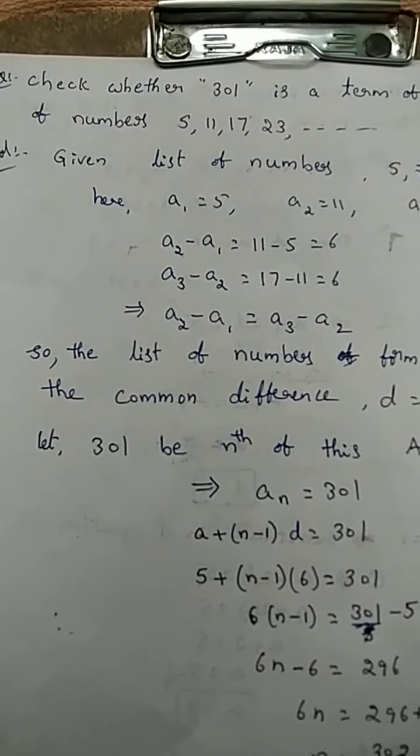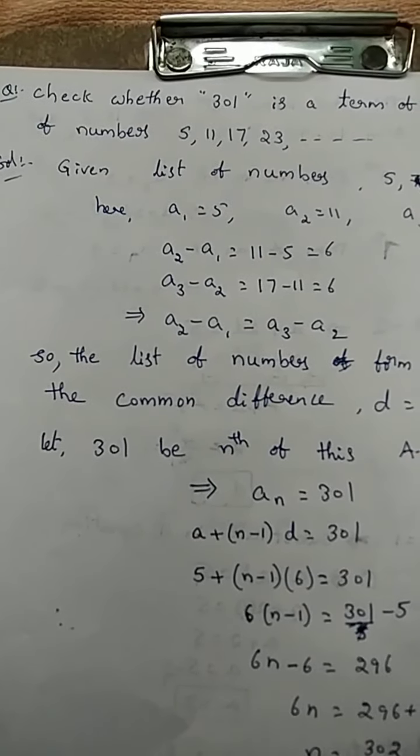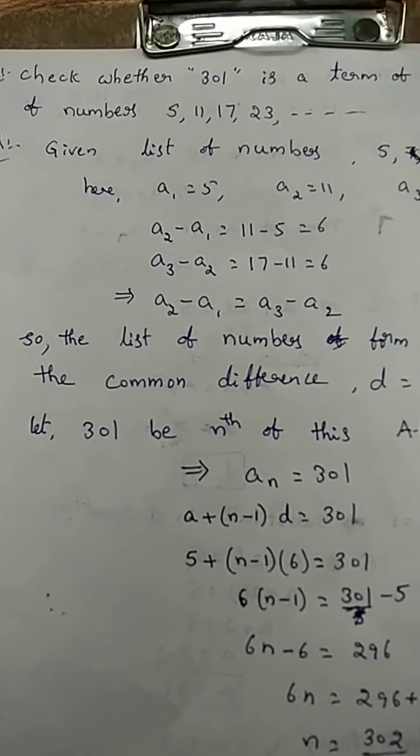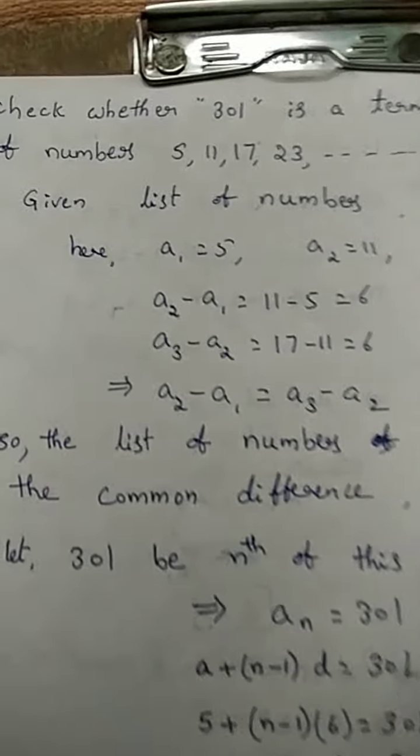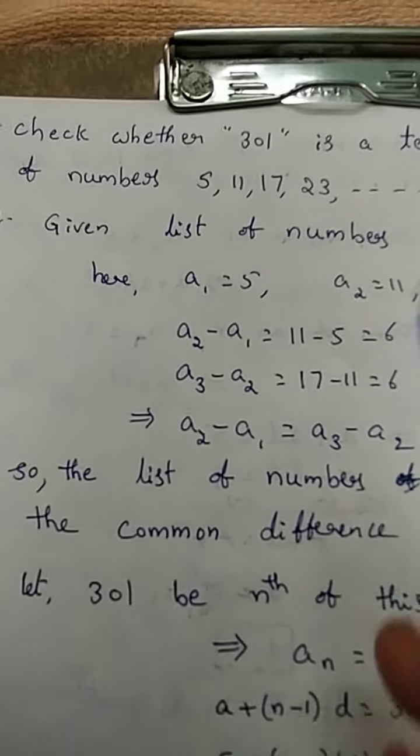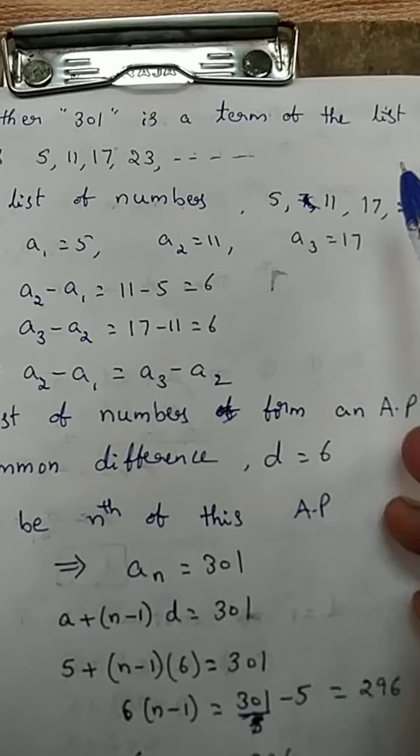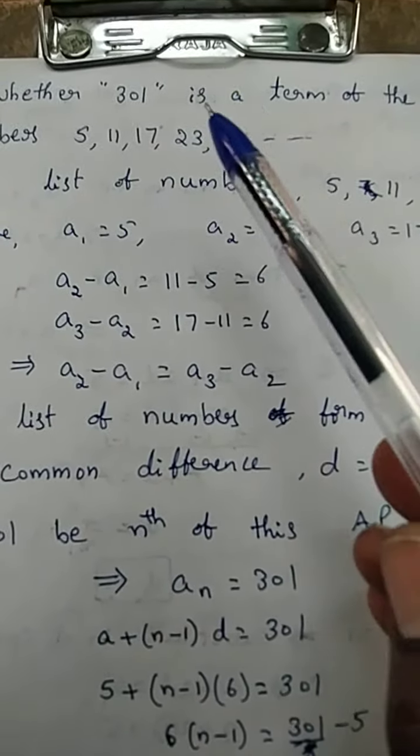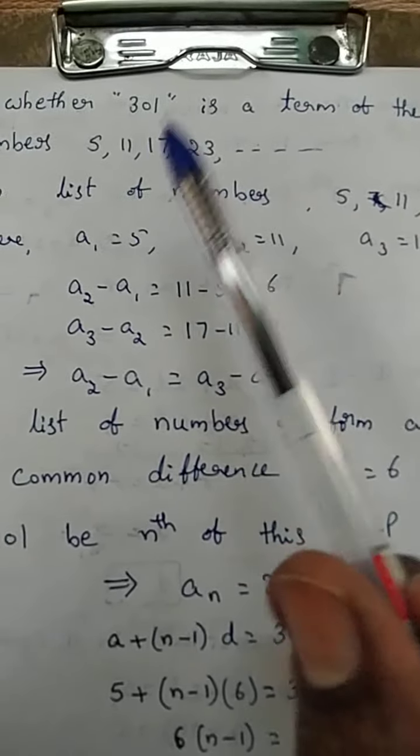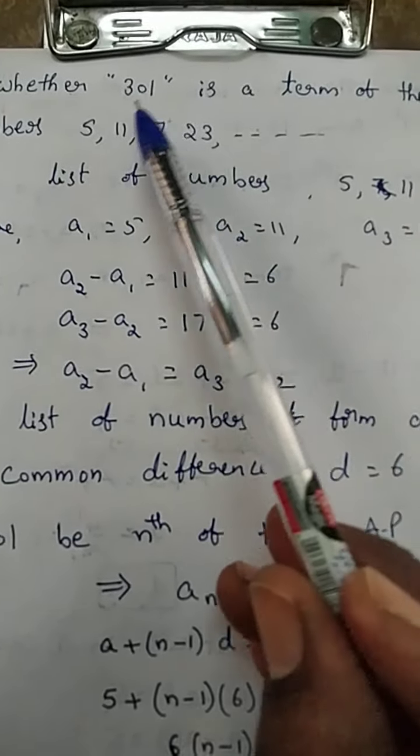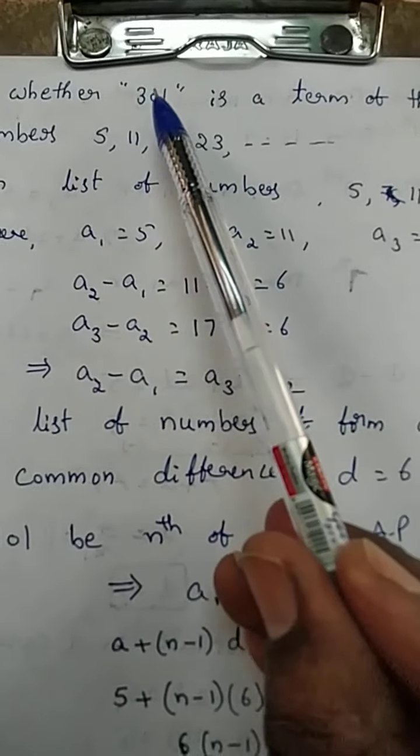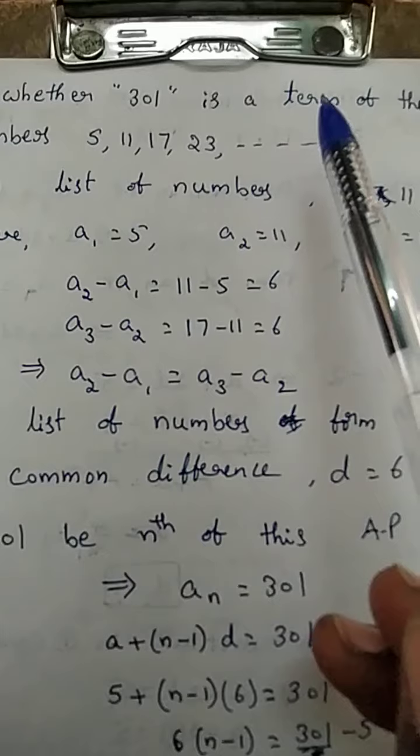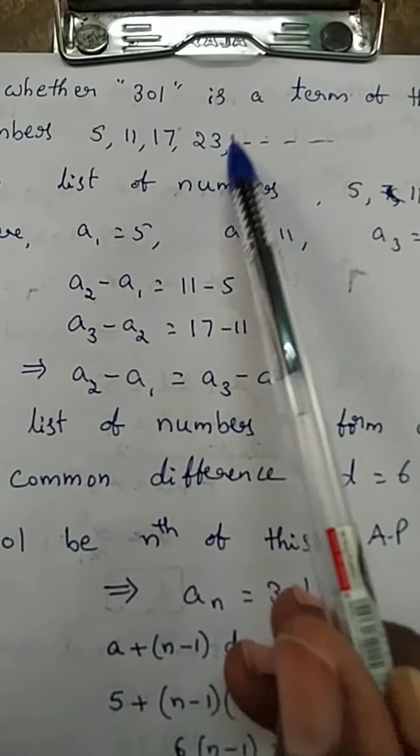Okay, the next question. Check whether 301 is a term of the list of numbers 5, 11, 17, 23. We did these problems in the previous class, but this one is somewhat different. Here, 301 is a number, and we need to check whether this number is there in that arithmetic list of numbers or not.